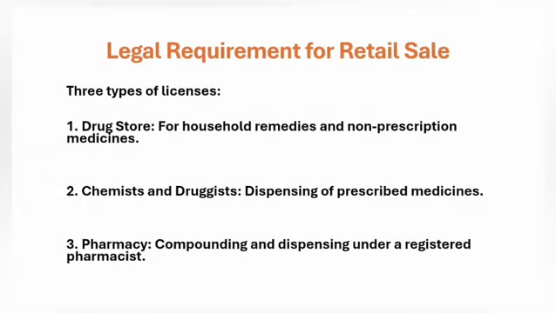Legal requirement for retail sale. Three types of license. First, drugstore for household remedies and non-prescription medicines. Second, chemist and druggist, dispensing of prescribed medications. Third, pharmacy, compounding and dispensing under a registered pharmacist.